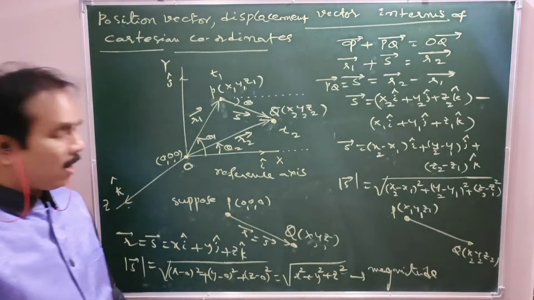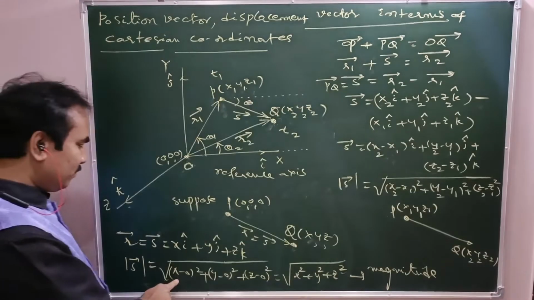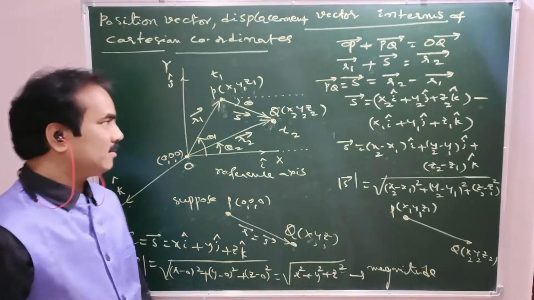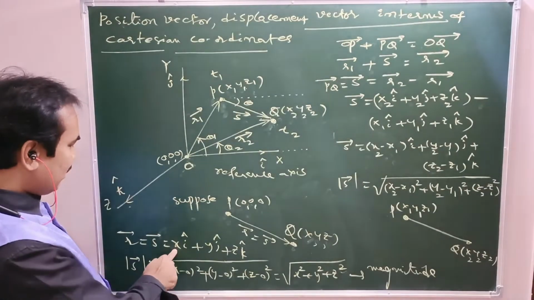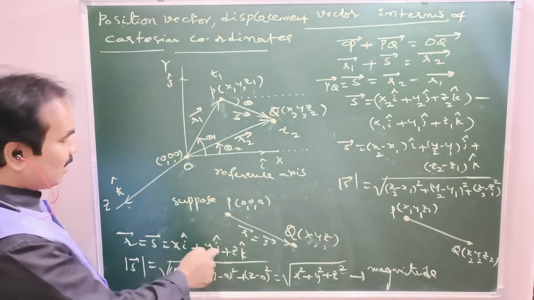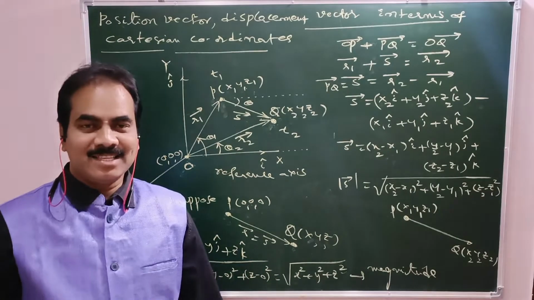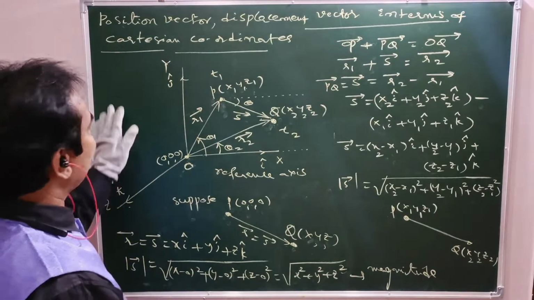So how to find magnitude? Square root of x component square plus y component square plus z component square. Here the x component is x, the y component is y and the z component is z. So root over x square plus y square plus z square.